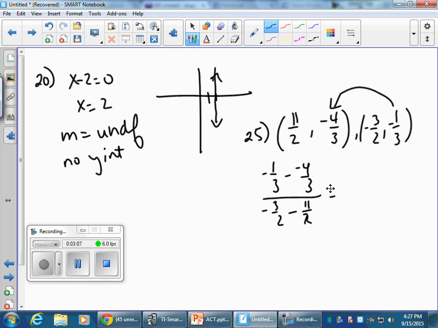So the top, negative 1 third minus a negative 4 thirds, you can do it on your calculator, you can do it by hand. If you subtract those numbers, you get 1. And then negative 3 halves minus 11 halves is negative 7. So the slope of this line is 1 over negative 7.